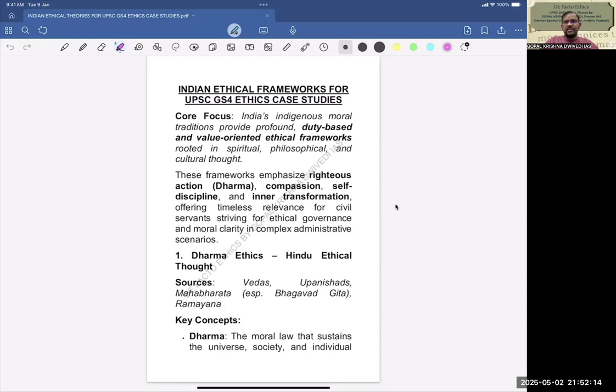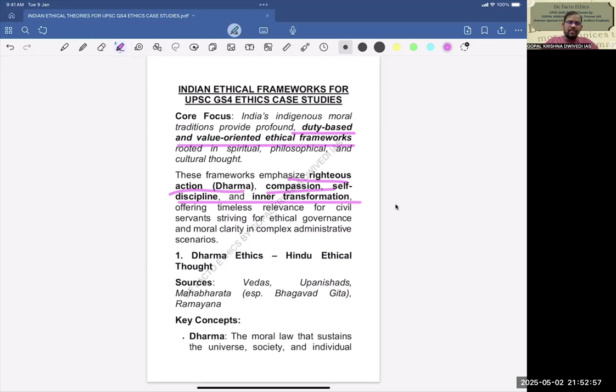The main focus of Indian ethical theories is a duty-based and value-oriented framework. This is the main concept as far as Indian ethical theories are concerned. We will see subsequently how. These frameworks basically emphasize righteous action, compassion, self-discipline, and inner transformation. These are the basic ethical concepts in focus, and these qualities are very, very relevant for any civil servant or any bureaucrat. So this we should understand.